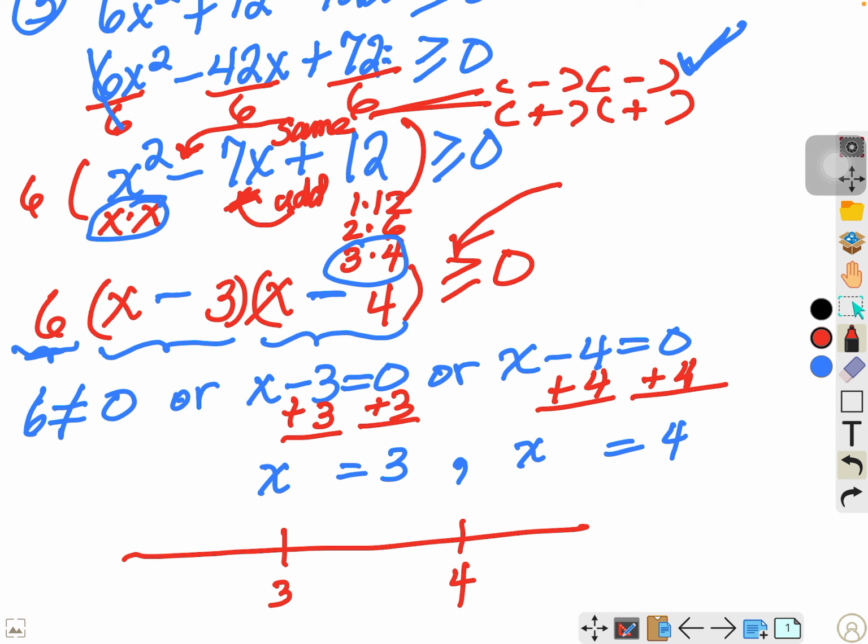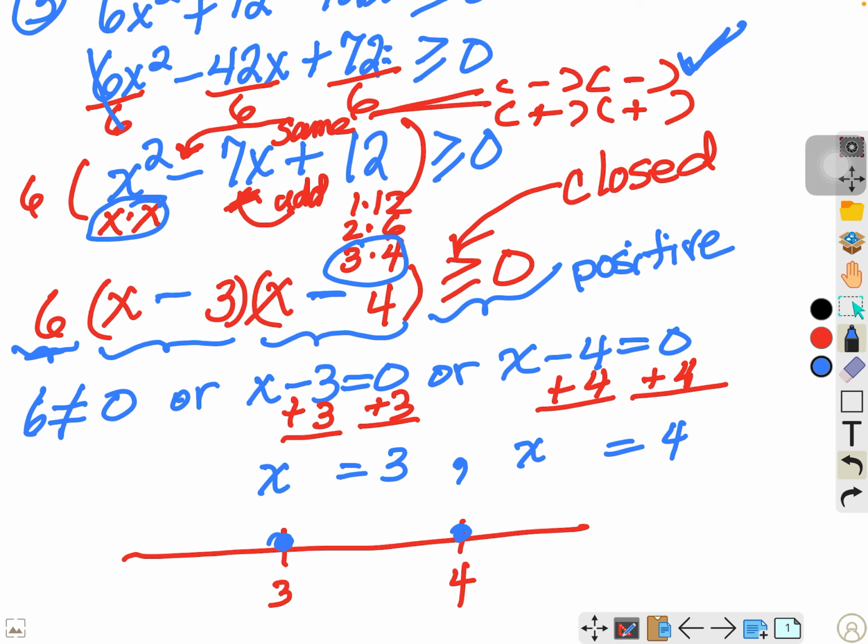Greater than or equal to. Our endpoints will be closed. And greater than 0, we're looking for exactly 0 or greater than 0, which means we're looking for positive numbers. So because the solution may equal 0, we're going to close our endpoints. When we plug in 3 or 4, we will get 0. Now, let's look for the positive regions.